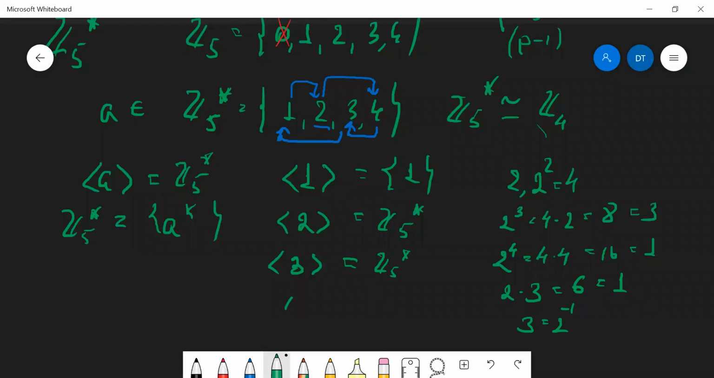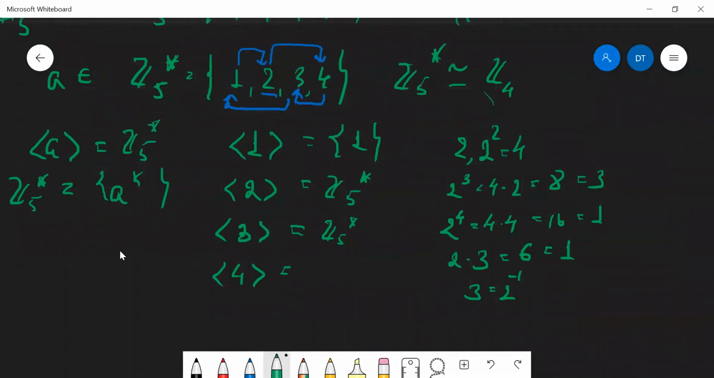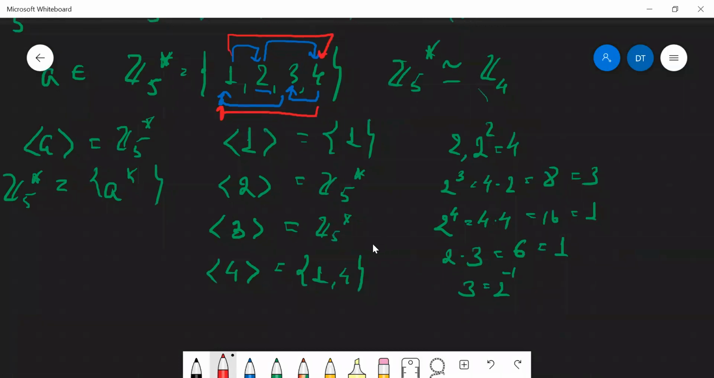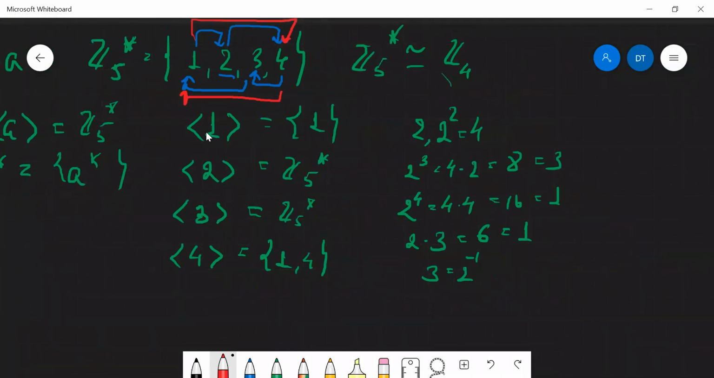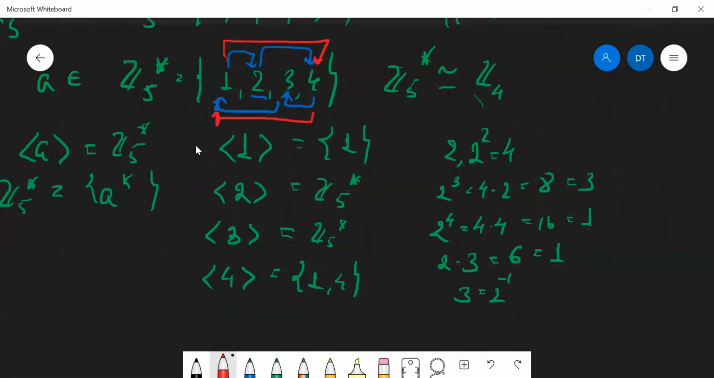And what about 4? Four and 1, because 4 multiplied by 4 is 1. Yep. Because when you raise 4 to the second power, you get 1 immediately. So 1 and 4 generate a subgroup. So this is an explicit computation. Do you have any questions regarding this brute force method?